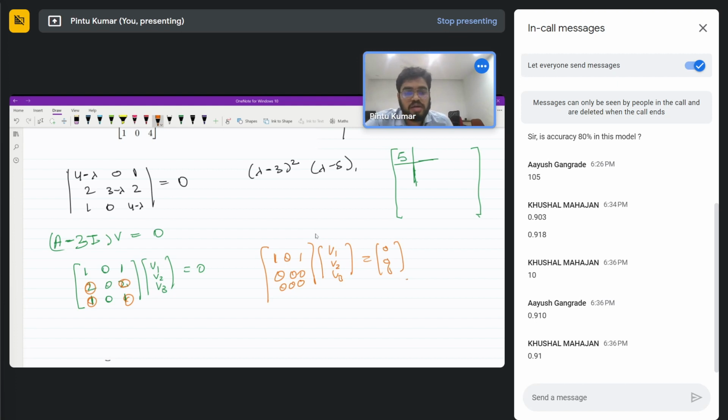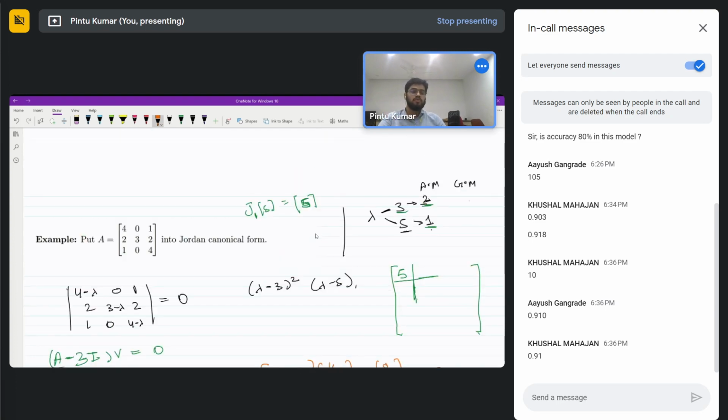What does this mean? This means that v1 plus v3 is equal to 0. So how many independent choices do you have? You have to decide on 3 variables, and you have only one restriction in the form of this equation. So you have 2 independent choices to make. So how many linearly independent eigenvectors can you get? You can get 2 linearly independent eigenvectors. So the geometric multiplicity for 3 is 2. And for 5 it was 1 only, because 1 was the only choice.